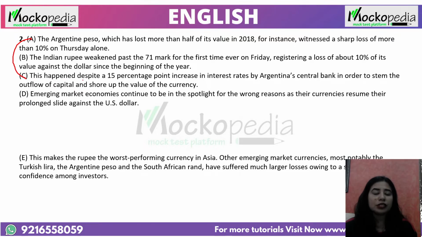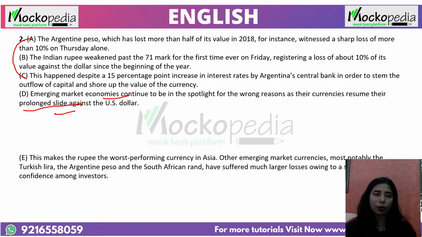So this happened despite a 15 percentage point increase in interest rates by Argentina's central bank in order to stem the outflow of capital and shore up the value of the currency. Coming up to D, emerging market economies continue to be in the spotlight for the wrong reasons as their currencies resume their prolonged slide against the US dollar. So, prolonged slide, and then it is giving the example of emerging market economies. So, we can clearly see that we are talking about two examples, India and Argentina.